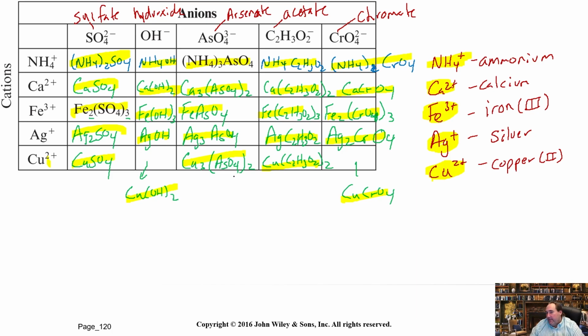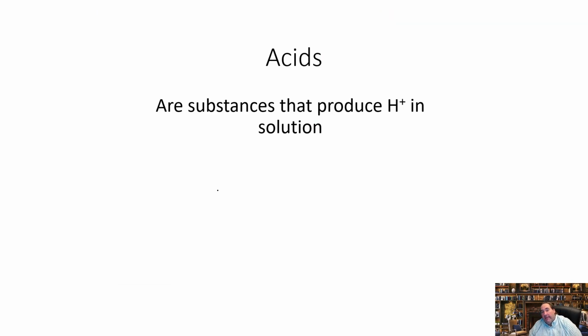All right, so that was a good, hopefully, review for you of what we talked about in the first video, how to properly put everybody together to equal 0, how to also name these guys with or without Roman numerals, and polyatomic ions. The next thing we're going to talk about then is how we go about naming acids.